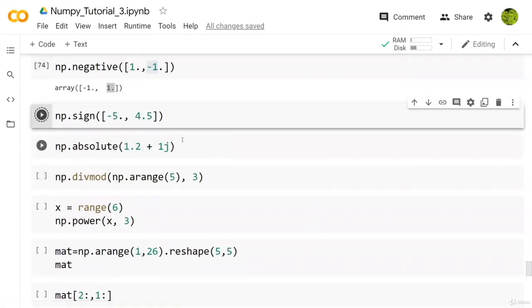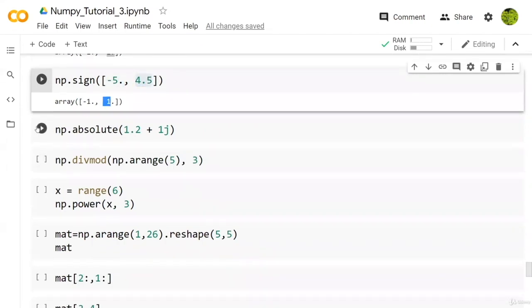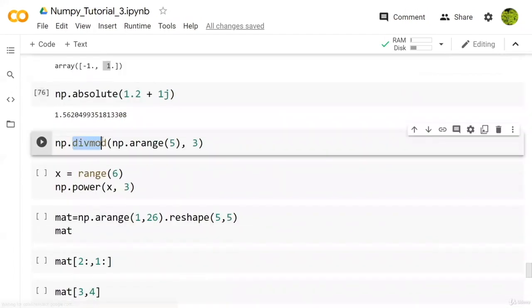I can just find out the sign of that. So this will be negative sign, this will be positive sign. You can see minus 1 and 1. I can find out the absolute value of a complex value. Now this is a very special operation. I can find out the quotient and remainder at the same time.